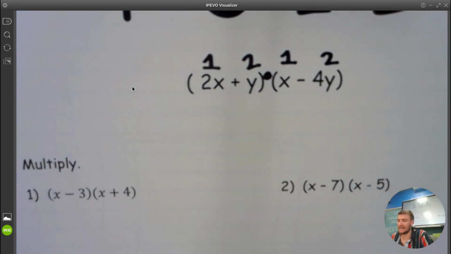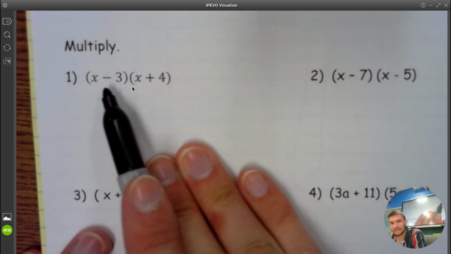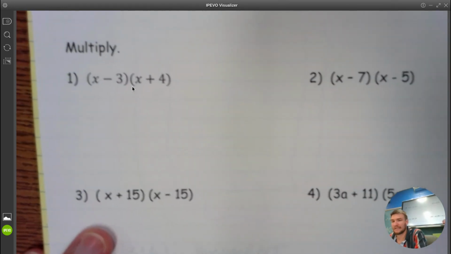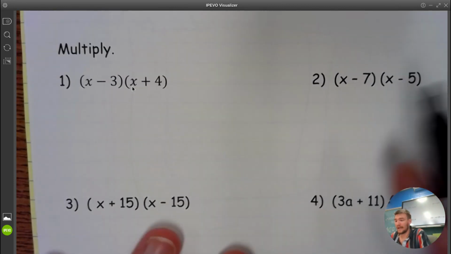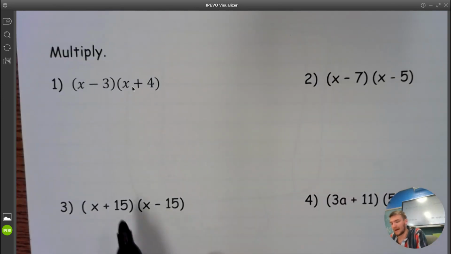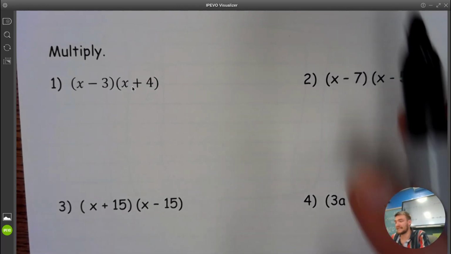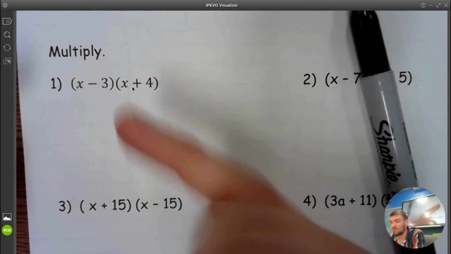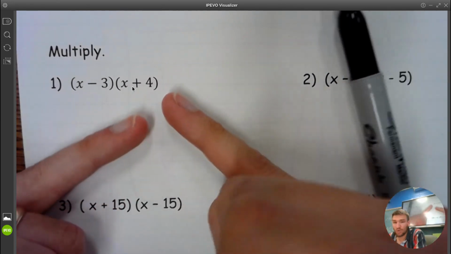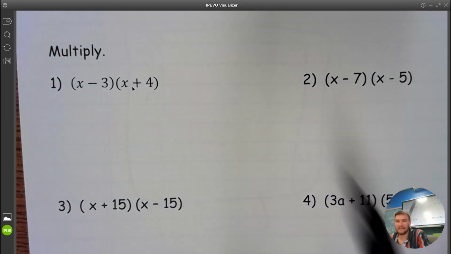Now, I don't want to make this sound complicated. If you look at number 1, we've got 2 things multiplied by 2 things. So we're going to need to FOIL. And over here we got 2 things times 2 things. FOIL. Down here we got 2 things, FOIL. So whenever you see parentheses right next to more parentheses, where we've got 2 things and 2 things, we're going to need to FOIL.